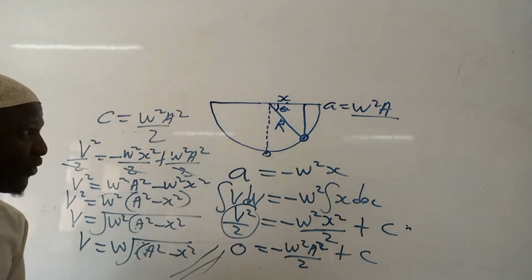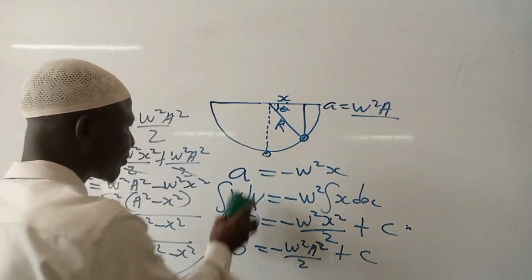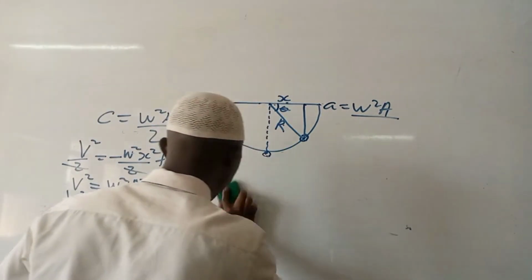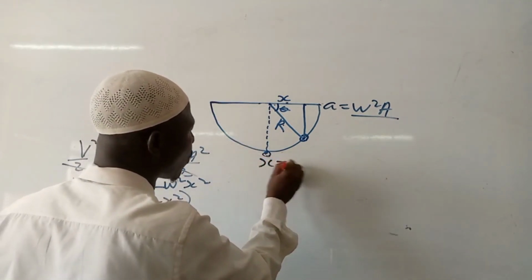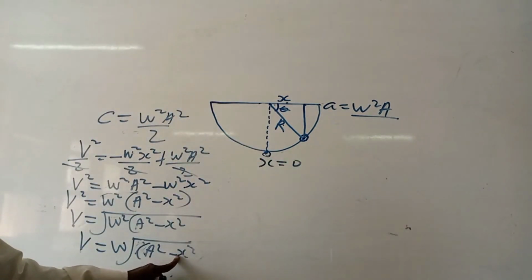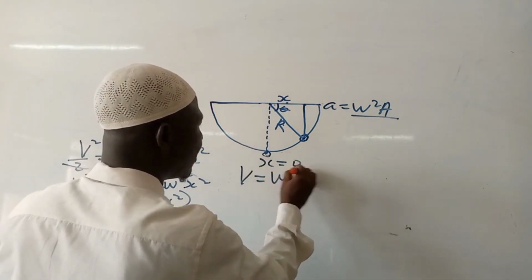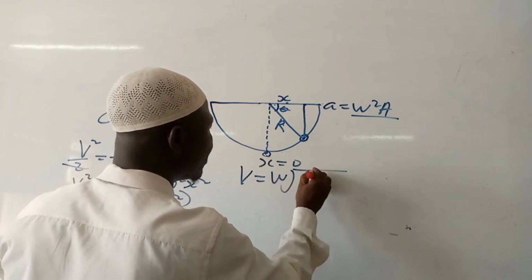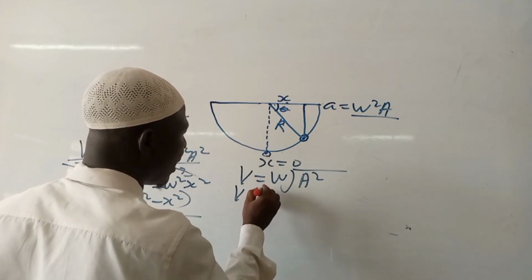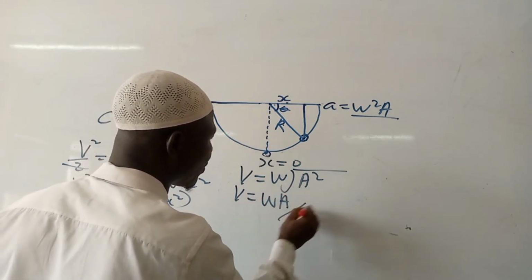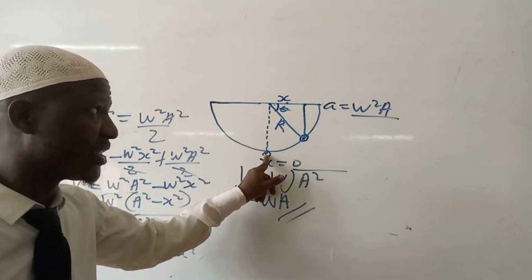Now, what will happen to velocity at the midpoint and at maximum displacement? At this midpoint, that is the equilibrium point, x is equal to 0, so you put it here. Therefore, velocity will become omega square root of a square because x is equal to 0. Therefore, v is equal to omega a, and that is the maximum velocity. That shows that this is where we are going to have maximum velocity.